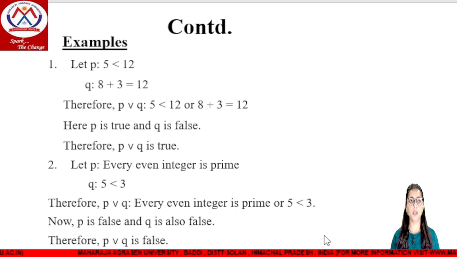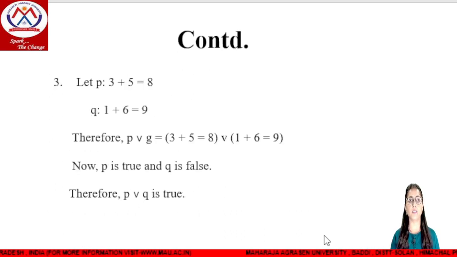Second example, again two statements. P: every even integer is prime, and Q: 5 less than 3. How can we take its disjunction? Every even integer is prime or 5 less than 3. Here P is false and Q is also false. Then its disjunction will also be false, because both the statements are false. Another simple example with two statements: P is 3 plus 5 is equal to 8 and Q is 1 plus 6 is equal to 9. Here P is true and Q is false, and their disjunction is true.